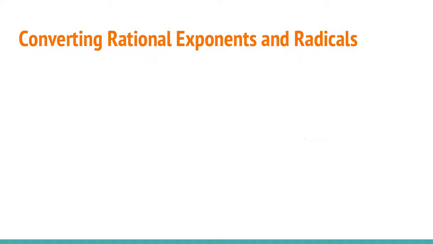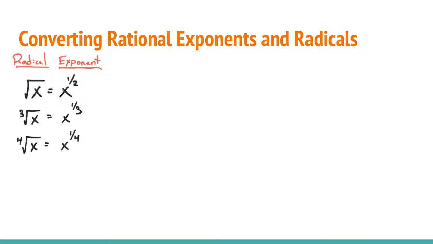This video is going to focus on how to actually convert from a rational exponent to a radical, or back and forth. Our previous video talked about what a rational exponent is, and those were the examples where if you had the square root of x, that was the same thing as x to the 1/2. If you had the cube root of x, that was x to the 1/3, or the fourth root of x, that was x to the 1/4.